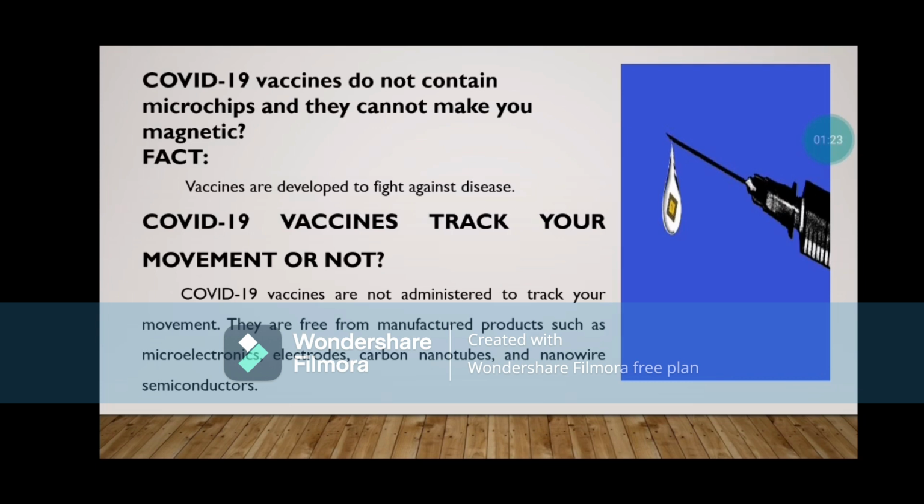Number 4. Do COVID-19 vaccines track your movement? COVID-19 vaccines are not administered to track your movement. Why would they? They are free from manufactured products such as microelectronics, electrodes, carbon nanotubes, and nanowire semiconductors.